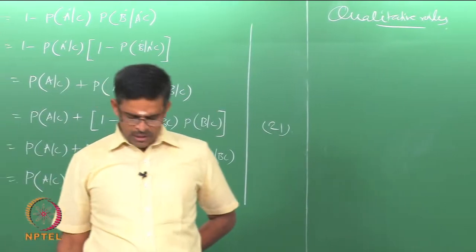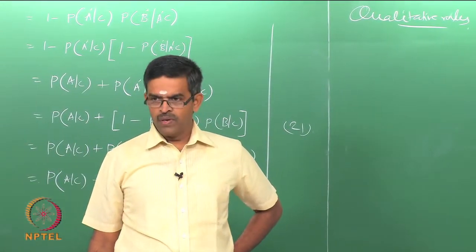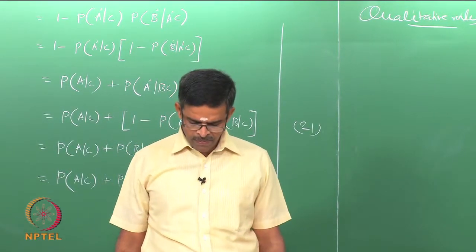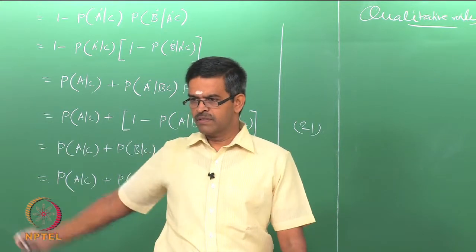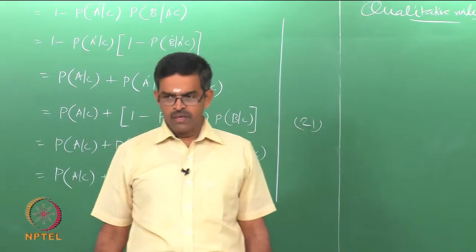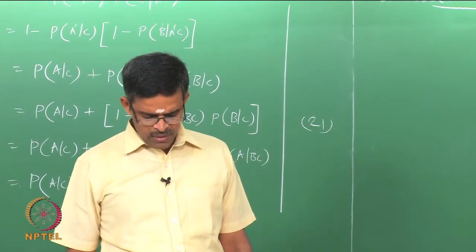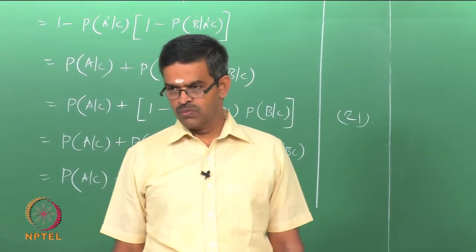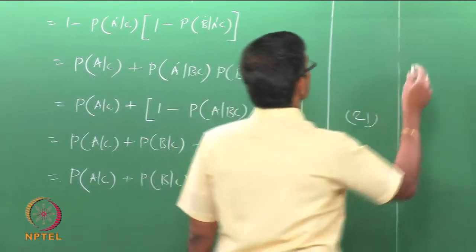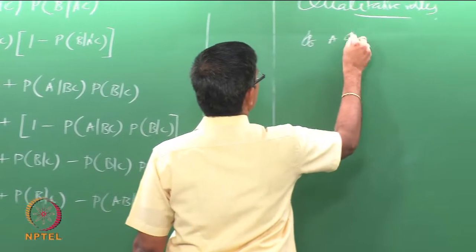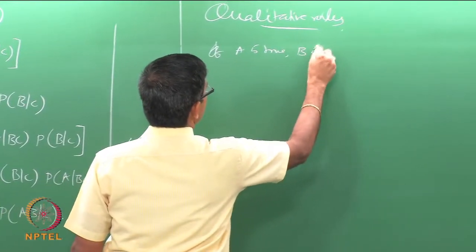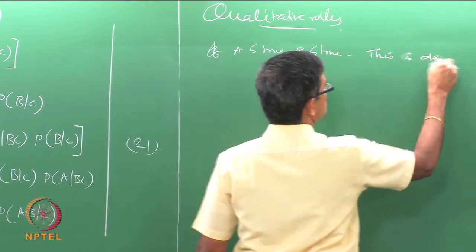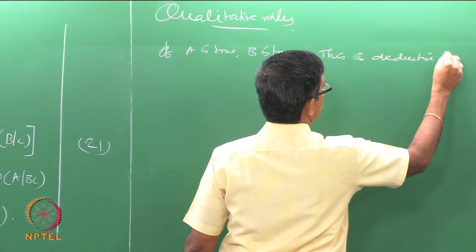Now, let us talk about the relationship of deductive logic and different forms of plausible reasoning, which is presented in the earlier lectures. The deductive logic is based on the fact that if A is true, B is true. This can be expressed as, let us say, if A is true, B is true. This is what we call deductive logic.